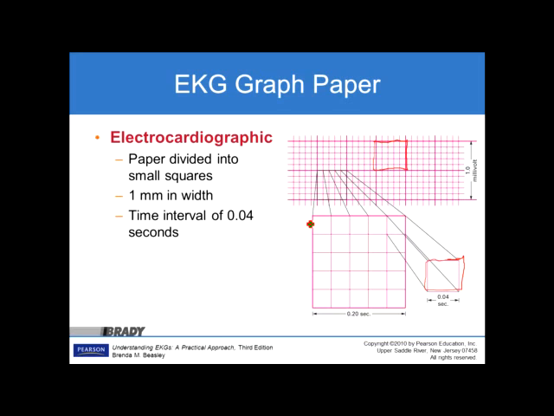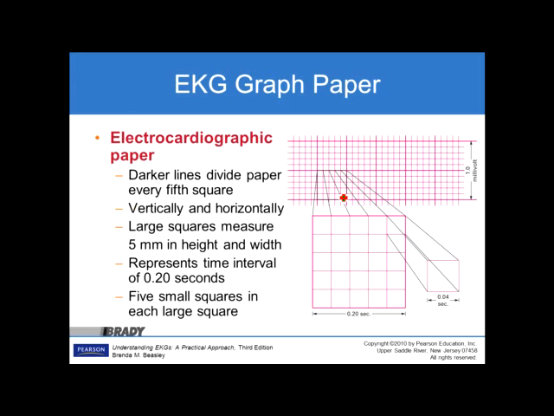1 millimeter in width is equal to a time interval of 0.04 seconds. Darker lines divide the paper into fifth squares, vertically and horizontally. Large squares measure 5 millimeters of height and width. They represent time intervals of 0.20 seconds, with 5 small boxes in each large square.